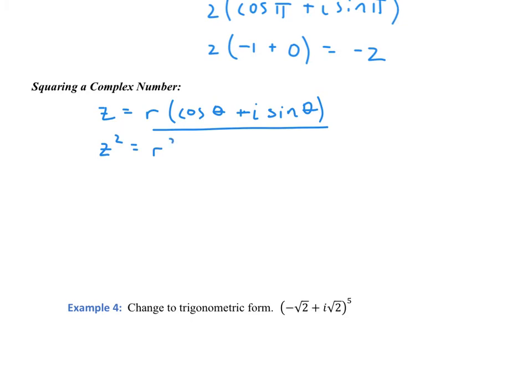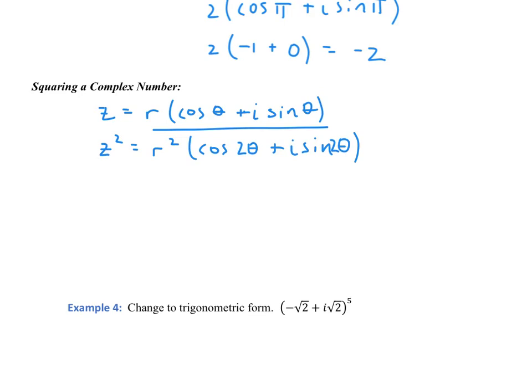So you would end up with an r squared because the r would multiply by r. And then you would have cosine of what? 2 theta, because it would be theta plus theta, or 2 theta. And then the same thing, plus I sine of 2 theta. Okay? So there you go. And that is all based upon the multiplication one from before. I just didn't write it all out.